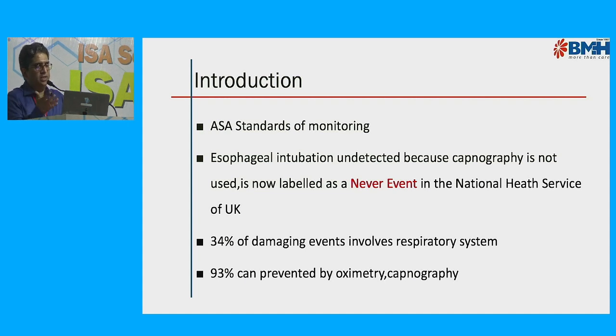And the closed claim analysis has shown that 34% of the damaging events involve the respiratory system. And if you use the combination of pulse oximetry and capnograph, you can avoid 93% of the preventable mishaps. That's the importance. So, dear postgraduates, never start a case without having a validated capnograph.